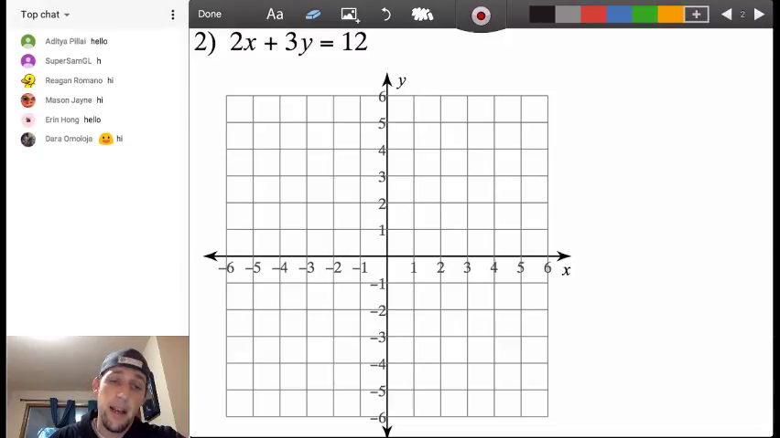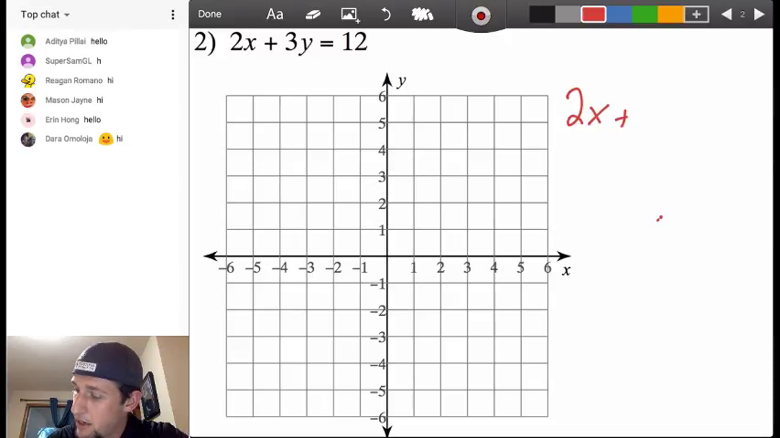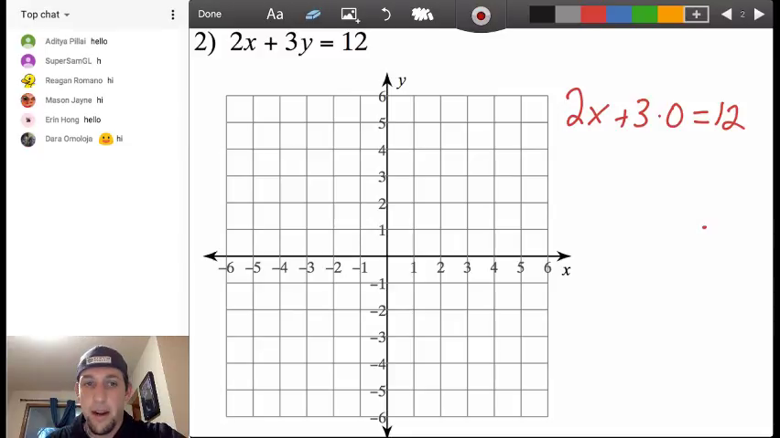So if I want to know my x-intercept, I plug in 0 for y. If I want to know my y-intercept, I plug in 0 for x. So let's find my intercepts here. 2x plus 3 times 0 equals 12. Now, a lot of times you guys probably won't write all of that out. You might skip that 3 times 0 part and just skip to 2x equals 12.